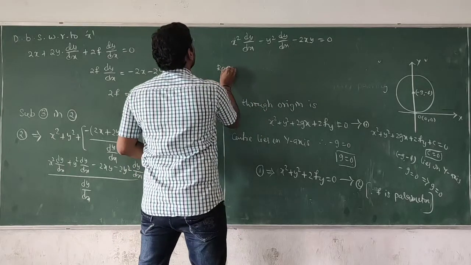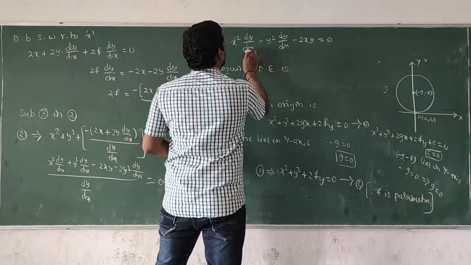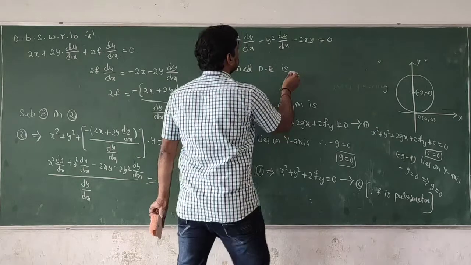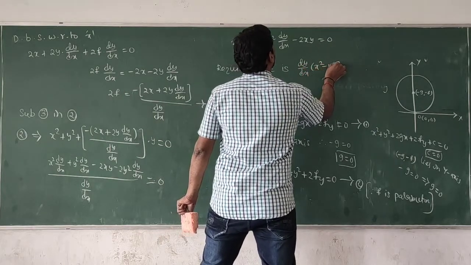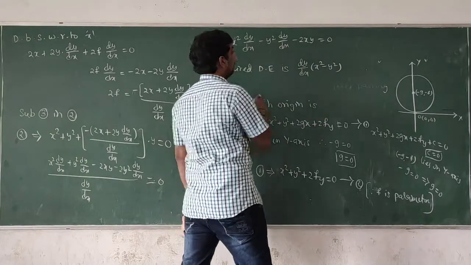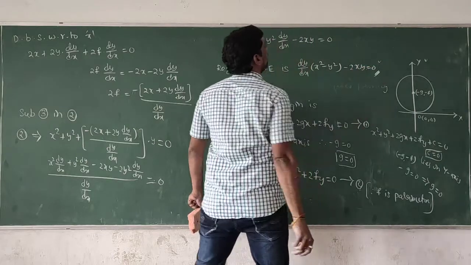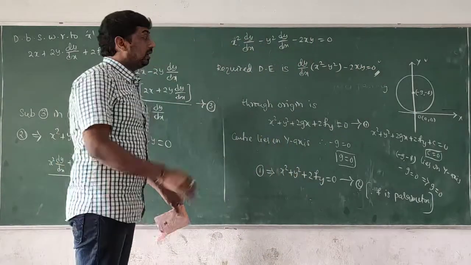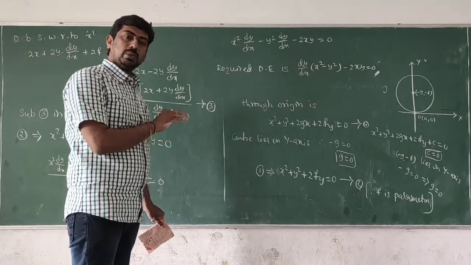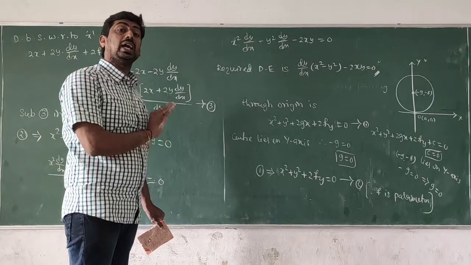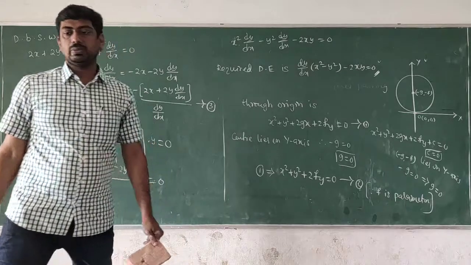the required differential equation is: in these two terms dy by dx is common, so dy by dx into x square minus y square, minus 2xy equal to 0. That's the end of the solution, which is the differential equation of the family of circles passing through the origin with the center on the y-axis. Is it clear? Right. This one is most important.